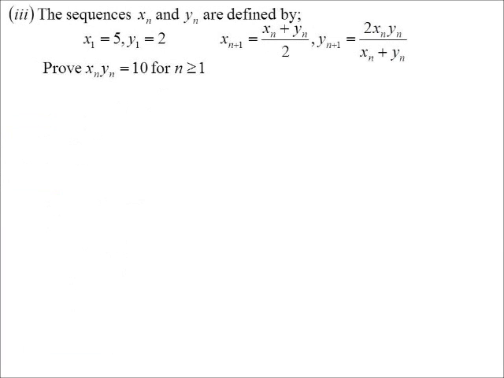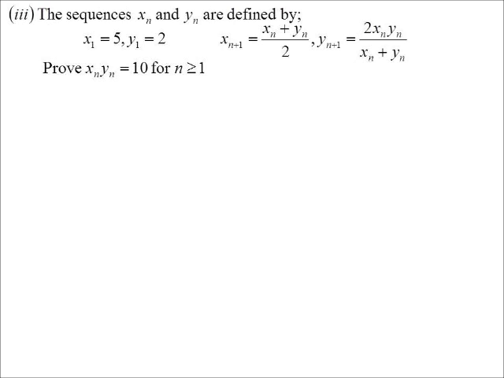Now, this is a fun one, because it's got 2 sequences happening. But they combine with each other. The first term of the x sequence is 5. The first term of the y sequence is 2. And to get each term in the x sequence, we add the term before it in both the x and the y sequence, divided by 2, so like the average. And to get the next term in the y sequence, we multiply them together, but then divide by addition. We've got to prove that if we grab two terms, they'll always multiply together to give 10.